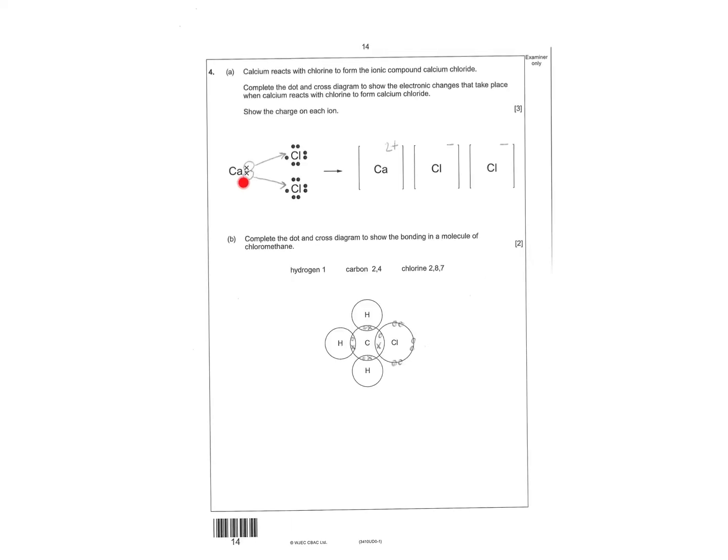Then, ionic bonding, you have to show where they go, and then the charge. So 3 marks, this is really nice. So calcium had lost 2, so it becomes +2, and then each chlorine had gained 1, so they become negative.